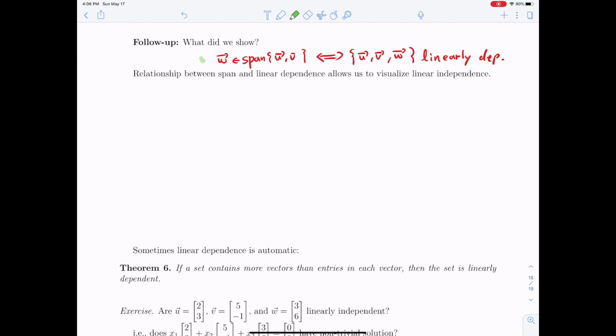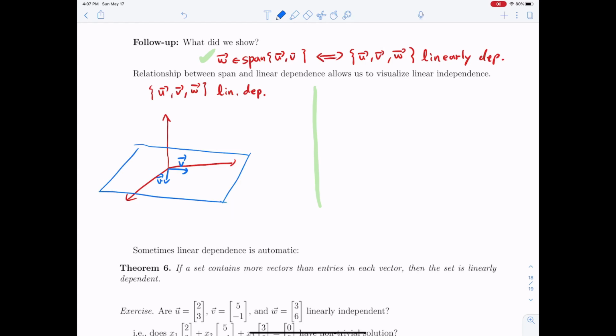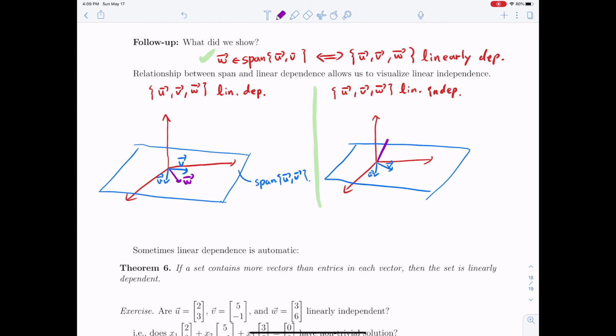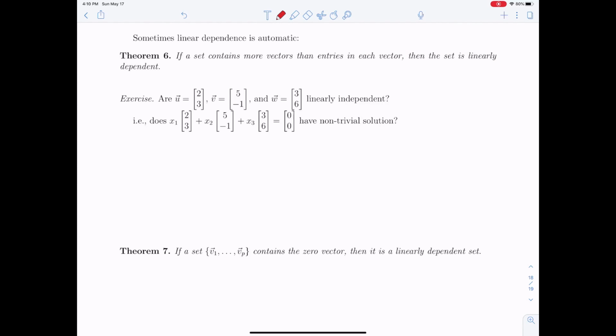So using this fact, we can visualize the relationship between span and linear dependence. If u, v, and w are linearly dependent, then w is an element in the span of u and v. In other words, w should belong to the plane spanned by u and v. On the other hand, if u, v, and w are linearly independent, then w is not on the plane spanned by u and v, but the vector w should point somewhere outside of the given plane.